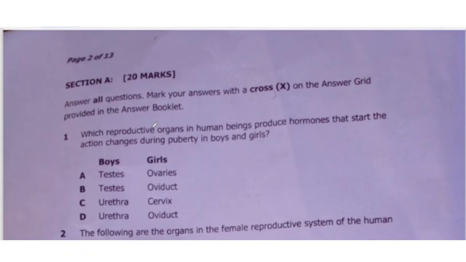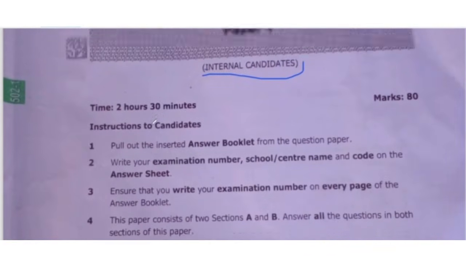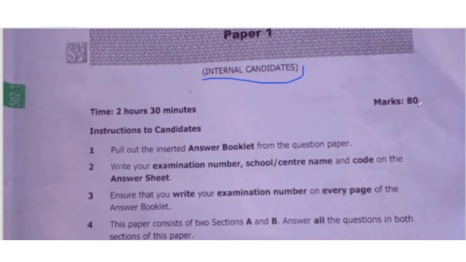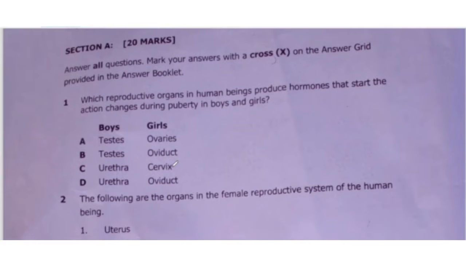Now, as you can see, section A carries 20 marks. So the entire paper is 80 marks. As you can see here, it is 80 marks. So section A will carry 20 marks, and that means section B will have 60 marks. Okay, so the instruction for section A is: answer all questions, mark your answers with a cross on the answer grid provided in the answer booklet.